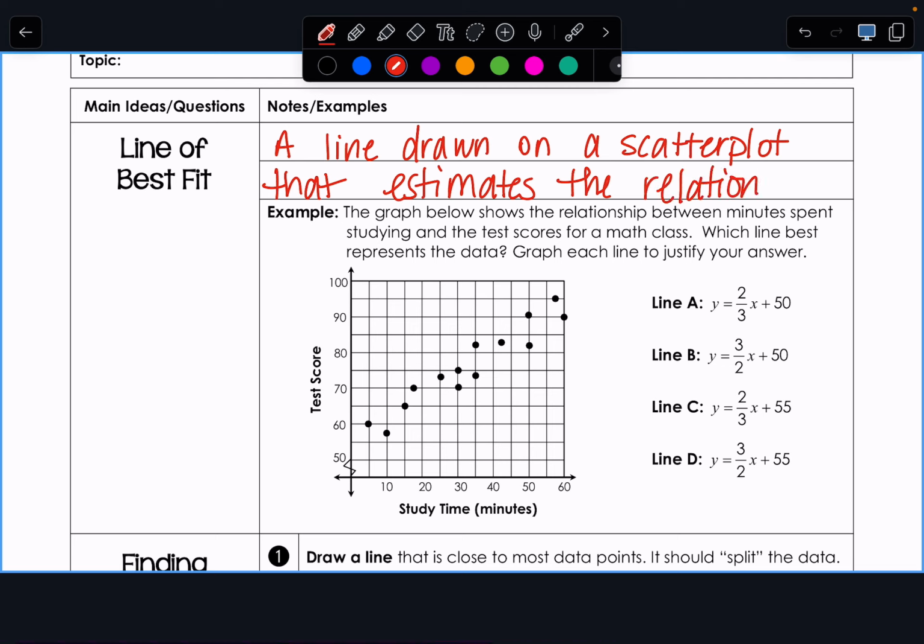On page 26, could you please write down this sentence for the definition of a line of best fit?